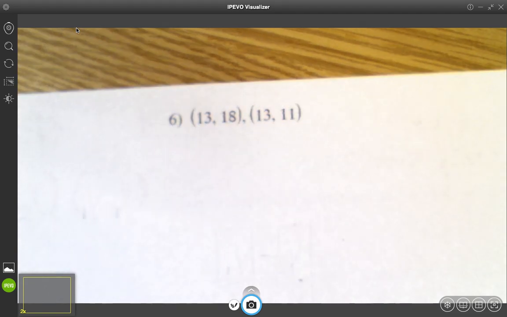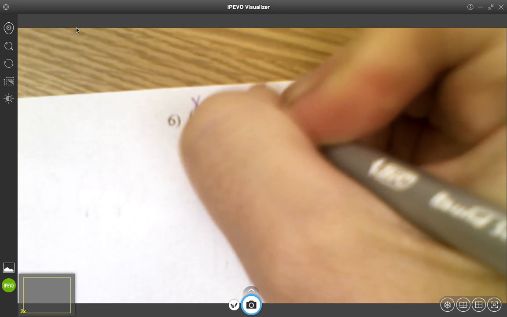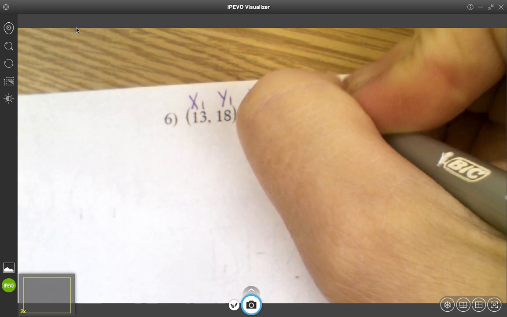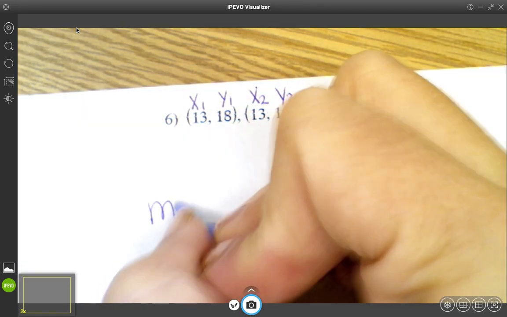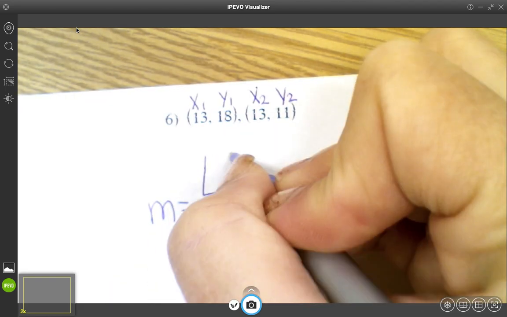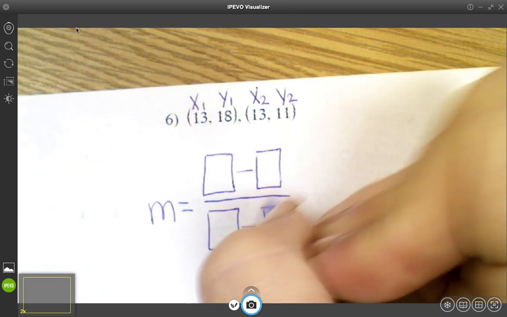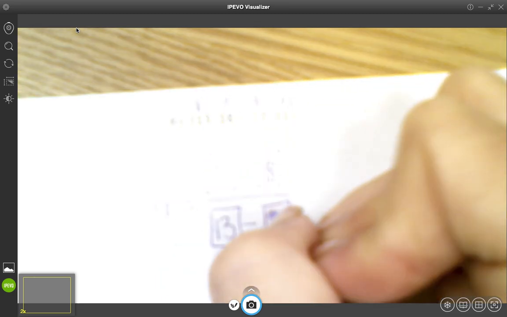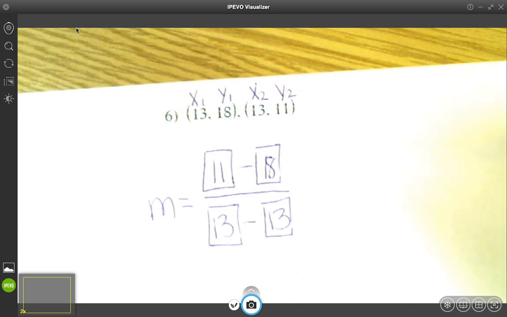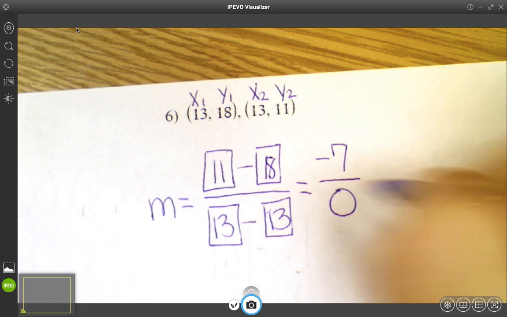All right, so the next one, we have an x value of 13, a y value of 18, and then x2 is 13, y2 is 11. If we want to find the slope here, the two numbers we are subtracting on top are always the y's. So we got 11 minus 18, and then 13 minus 13. We have two 13s here. So whenever we are looking at this, we get a rise of negative 7 and a run of 0.